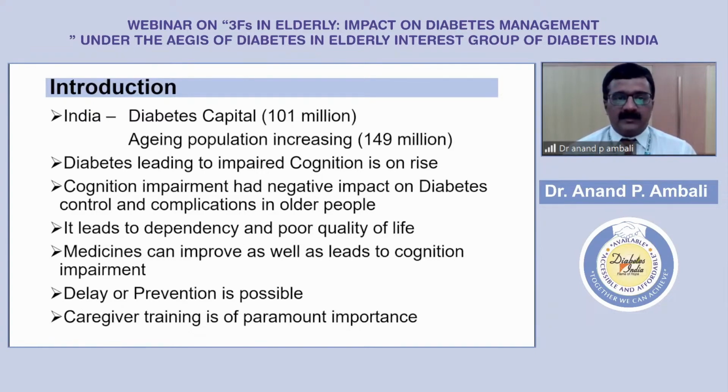So we are all aware that diabetes is on the rise; we are becoming the diabetes capital of the world. 1 million, those are the latest numbers, and so is the aging population increasing, 149 million people in India. So diabetes per se leading to impaired cognition is on the rise in the older population, and this gives a negative impact on the quality of life of older people. And over a period of time, once they develop full-blown dementia, their dependency on the caregiver increases, and they develop a poor quality of life.